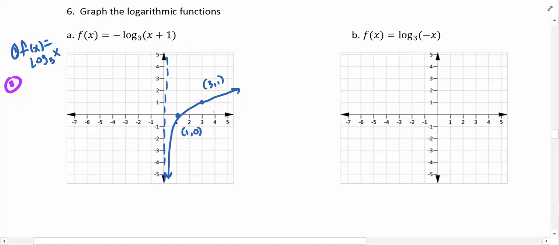reflect this over the x-axis here. So this point would stay here, because my negative's on the outside, so I'm going to graph the negative of log base 3 of x. So this point, instead of going (3, 1), is going to be (3, negative 1). So (3, negative 1) there. So then I would have this graph, and it would look like this and be going on forever and ever.